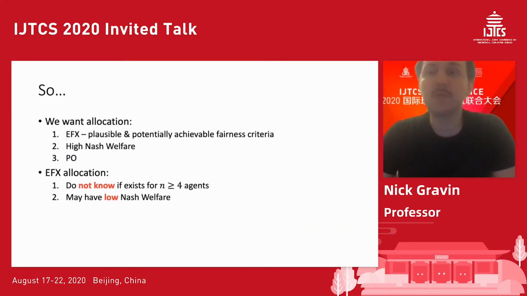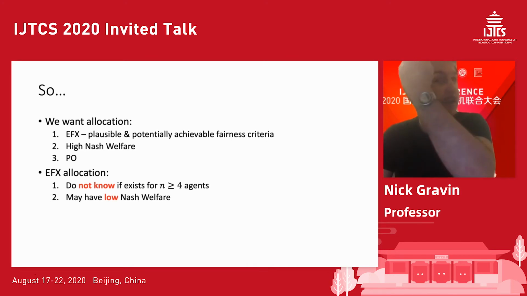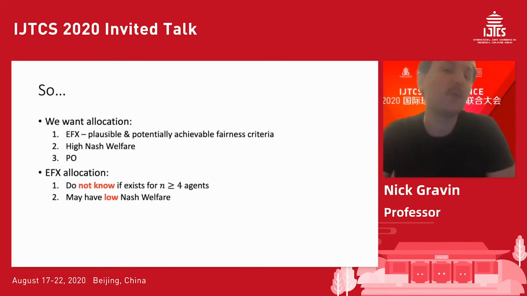Okay, so what would be an ideal thing for us? Ideally, we would like to achieve envy-free up to any item allocations. It's a plausible thing that hopefully can be achieved, and it's easy to justify on the platforms. It also would be nice to have a high Nash welfare objective, because then we actually give people items they really like. And it also would be nice to have Pareto optimality, so that nobody can complain afterwards that, okay, let's reallocate the items and improve.